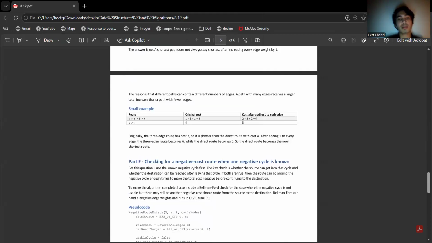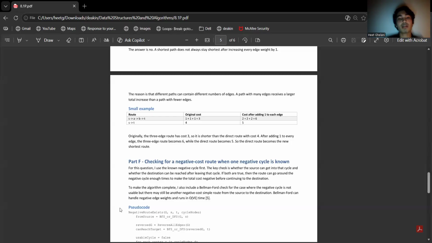Here, let's talk about part E, which is basically about increasing every edge weight. In part E, the question asks whether a shortest path remains a shortest path if every edge weight increases by 1. The answer is definitely no. This is because different paths may contain different numbers of edges. A path with many edges receives a large increase compared to a path with fewer edges.